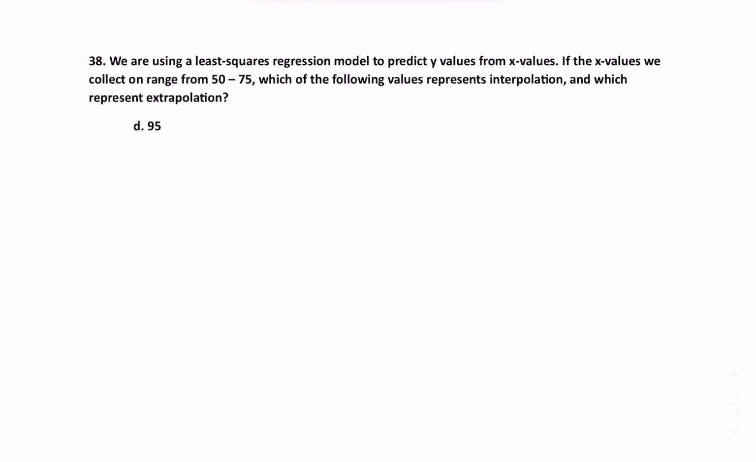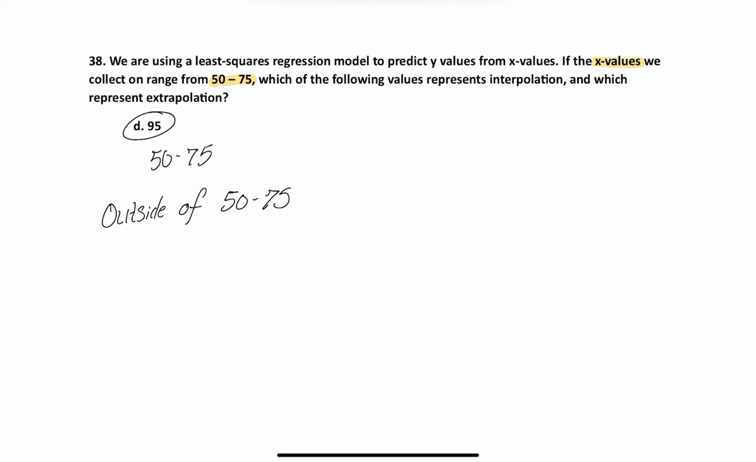Okay, so we are using a least square regression model to predict y values from x values. If the x values we collect are in a range of 50 to 75, that's like our domain. Which of the following values represent interpolation and which represent extrapolation? Okay, so our values are from 50 to 75. And if we're looking at the value 95, this is outside of 50 to 75, which means that we're working with extrapolation here. Okay. Make sure that you're comfortable with identifying when values are extrapolated or interpolated.